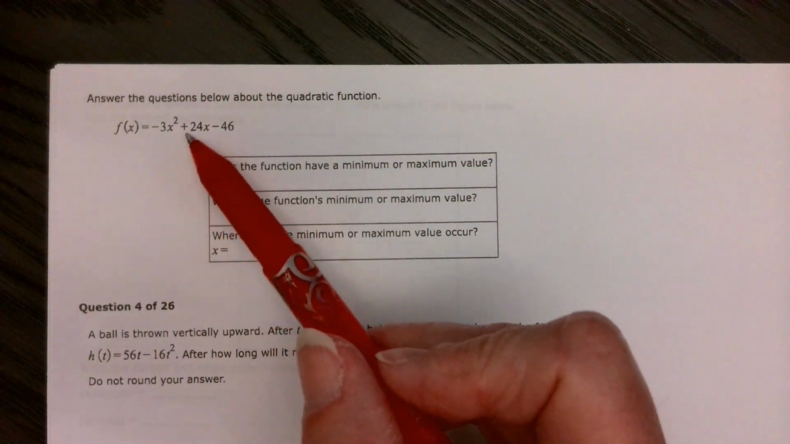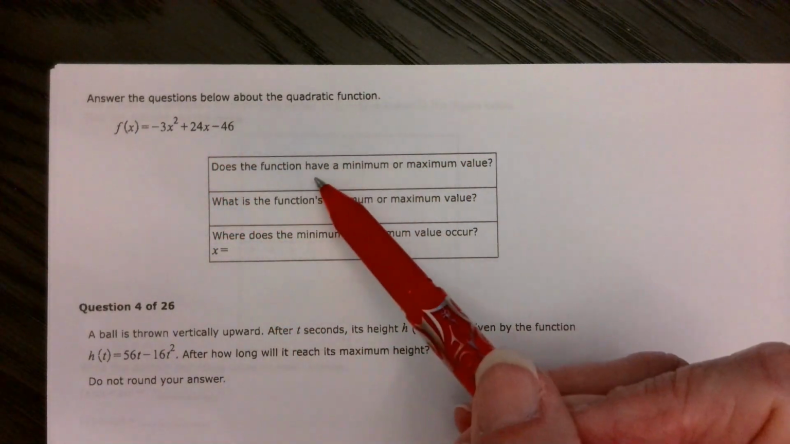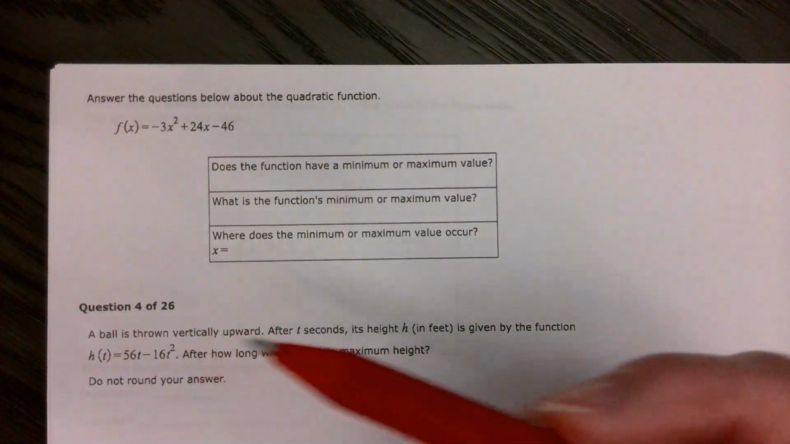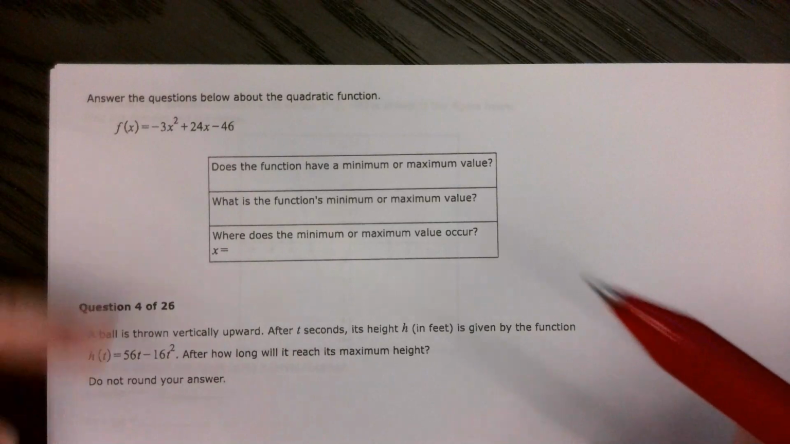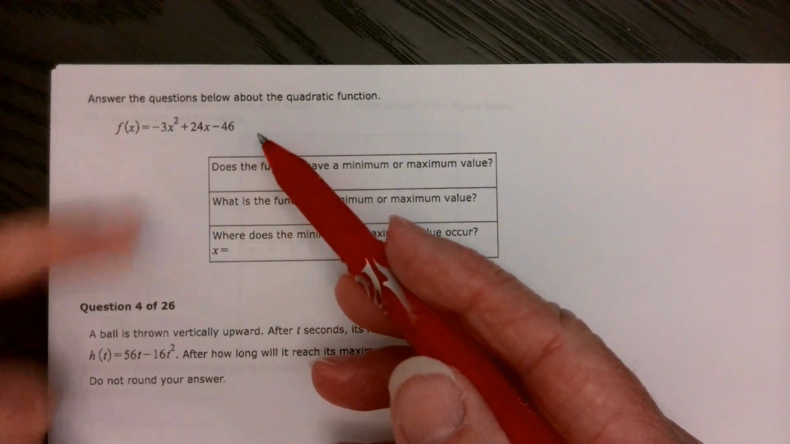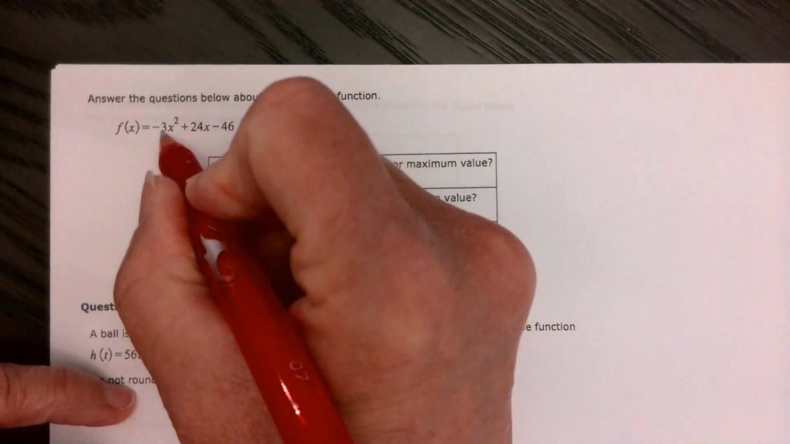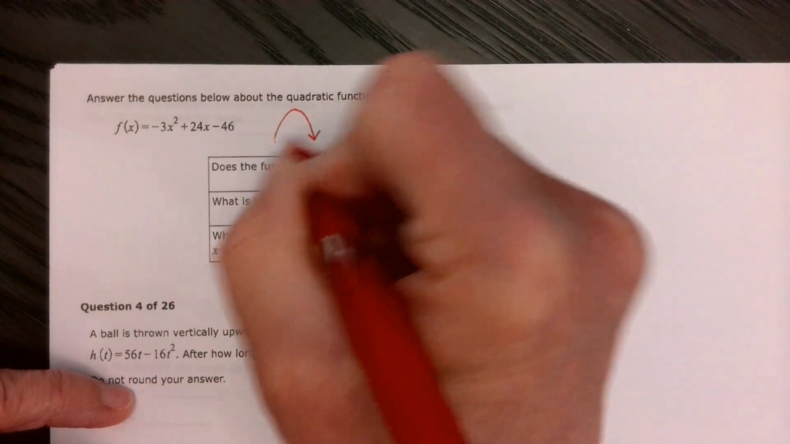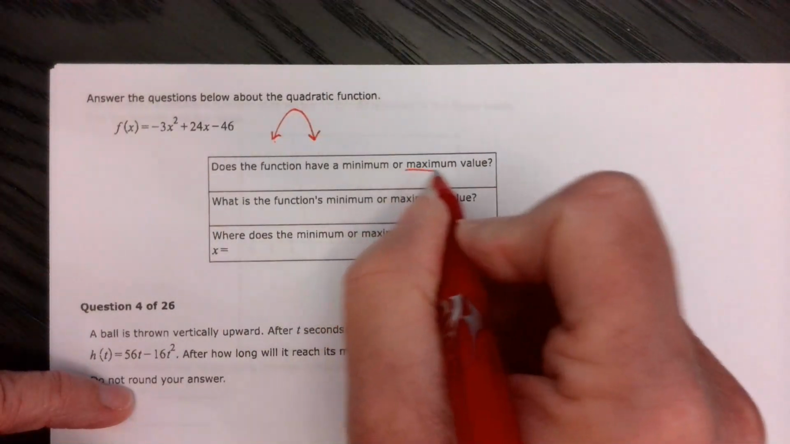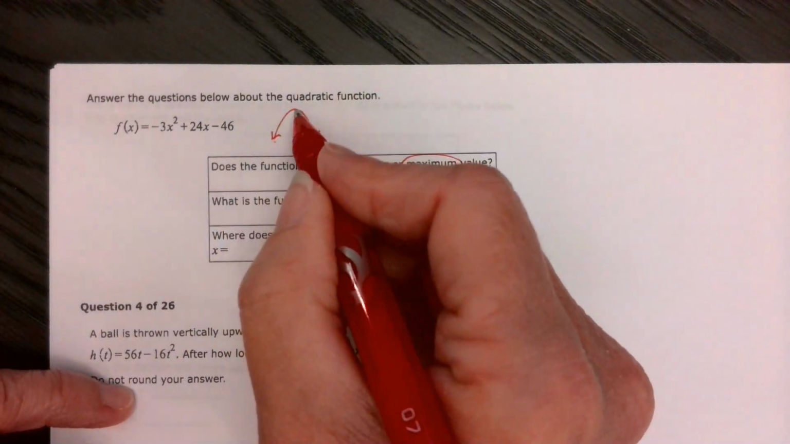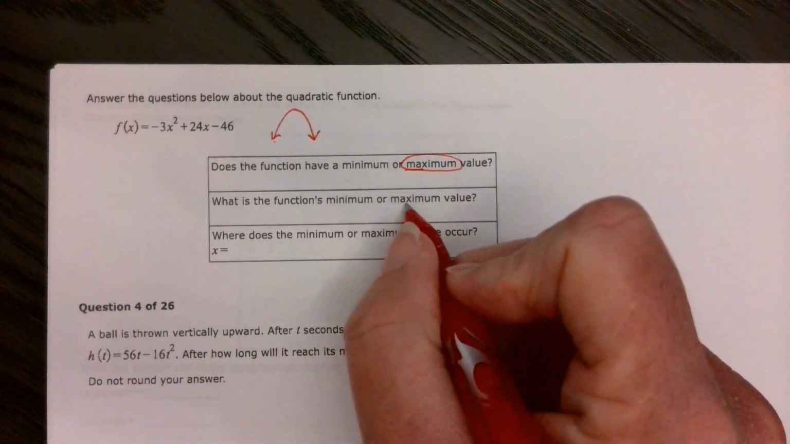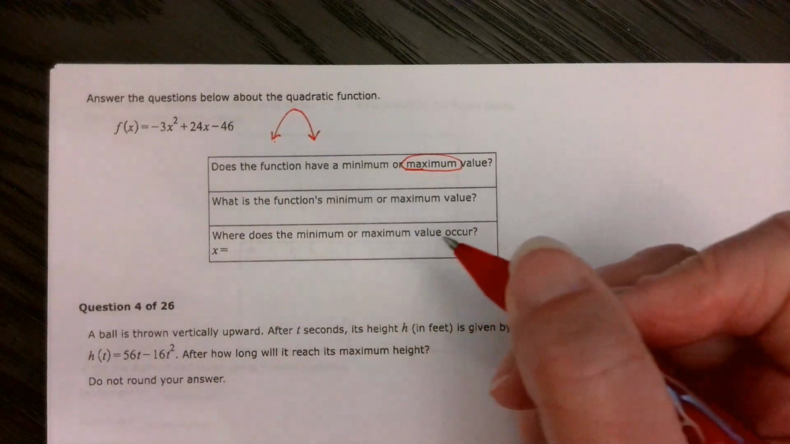All right, they give us this quadratic function. It says, does the function have a minimum or maximum? Well, you don't really need your calculator to figure that out. You look at your a, it is negative, so it opens down. That means it has a maximum, okay? What is the maximum and where does the maximum value occur? Well, we can find that.